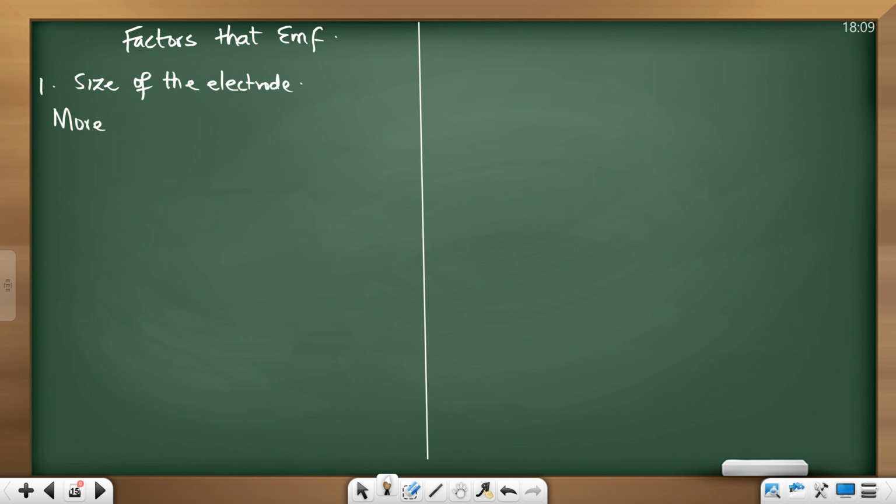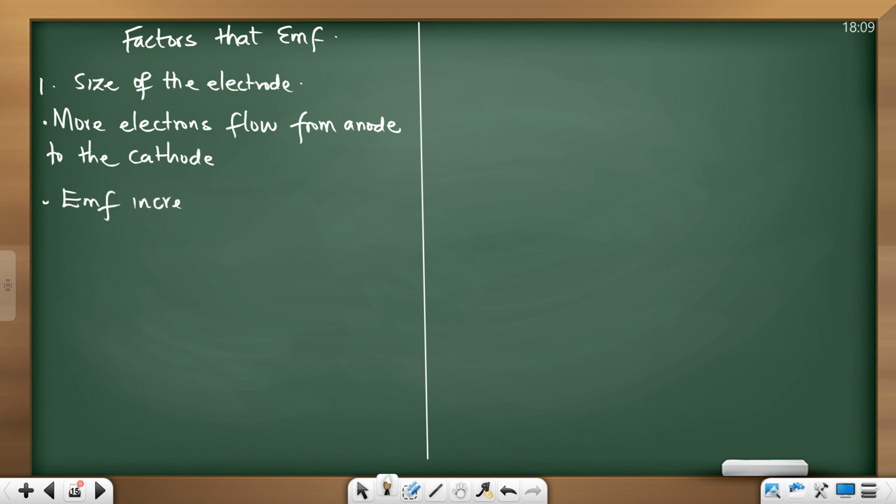More electrons flow. I don't know if that makes sense. If the surface area increases, more electrons are available. More electrons are moving. All right? More electrons flow from the anode to the cathode. What happens? The EMF increases.